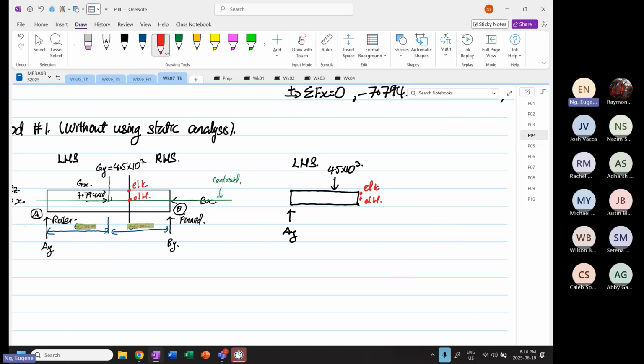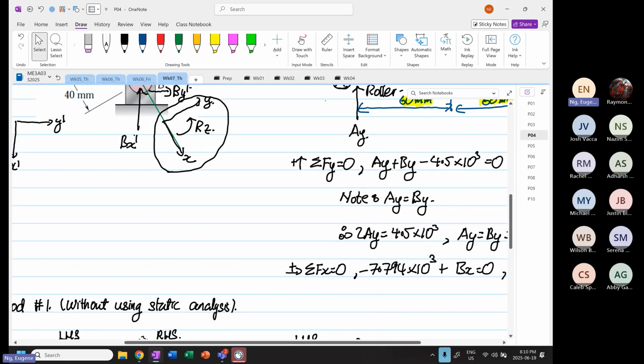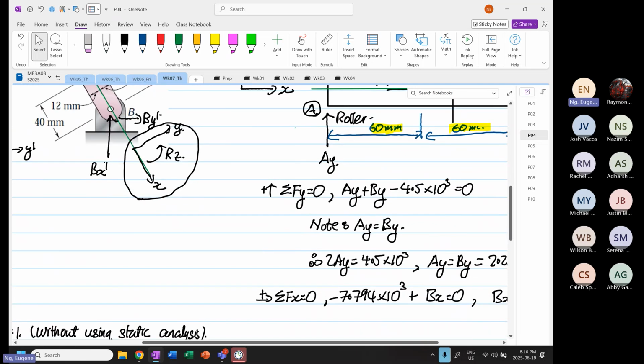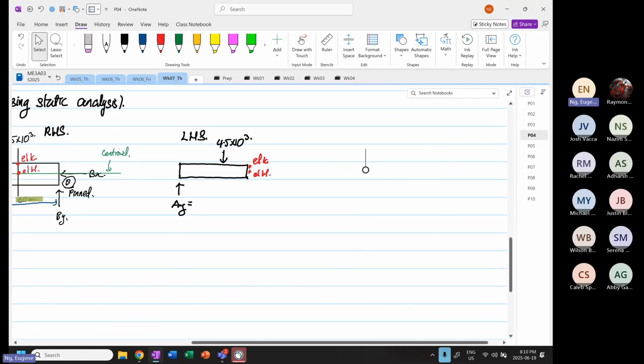So what I'm going to do now, AY, we know that AY is equal to, wait, what is AY equal to? Now I forget what my AY is. AY is equal to, we just did that, 2.25. Okay, 2.25 times 10 to the power 3.